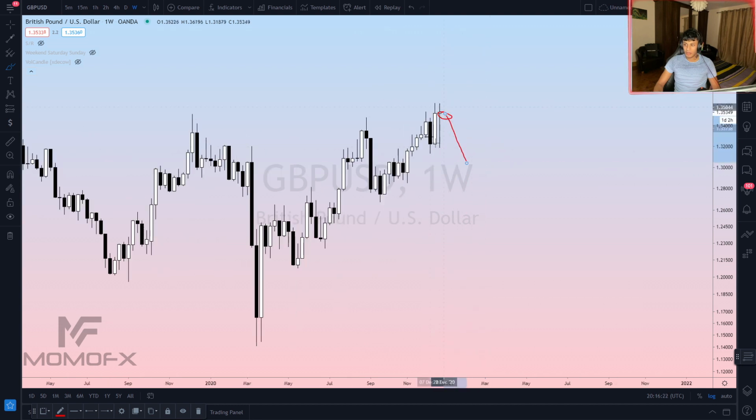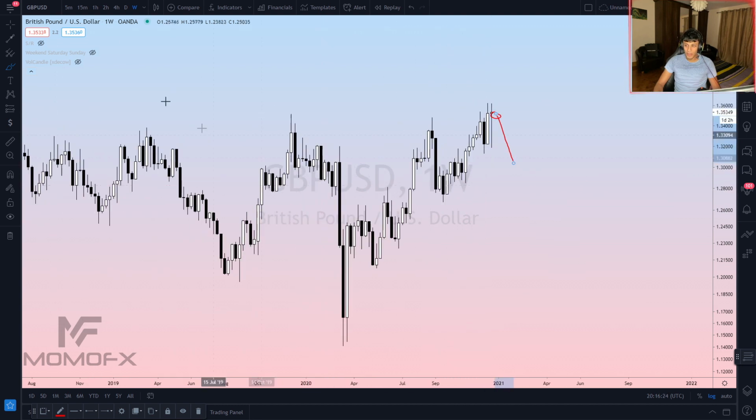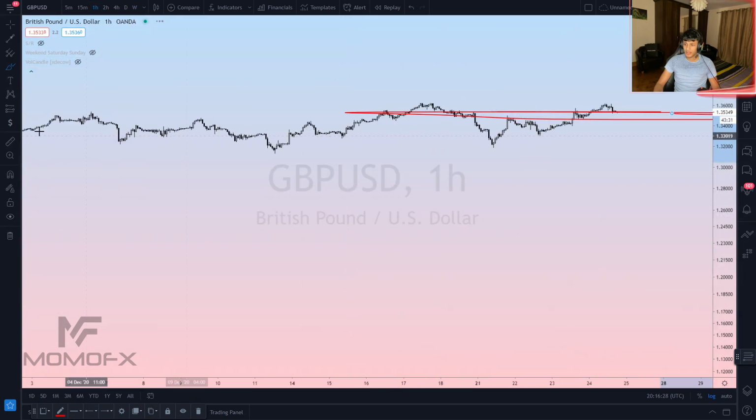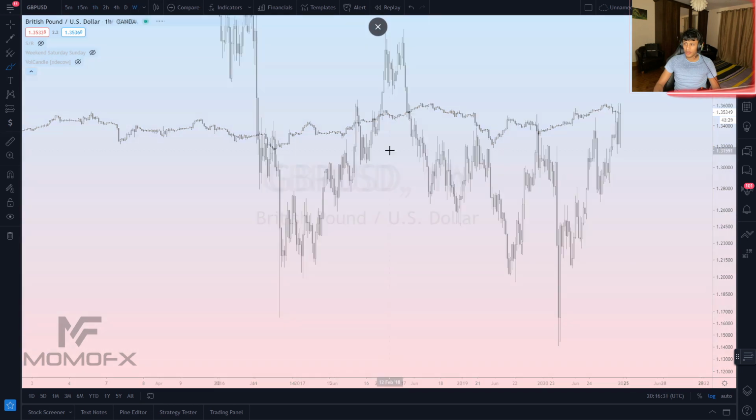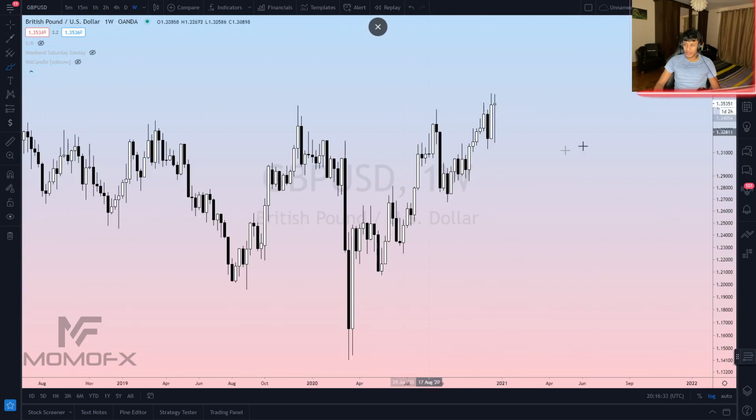Now obviously it doesn't mean I'm going to be selling here. I don't like to trade against the trend. You probably will be able to find a sell on the 1 hour or the 4 hour. It's going to be a bit different. I'm going to show you that in a second. But overall on the higher time frames, I'm not looking for sells right now. I'm still looking for buys.